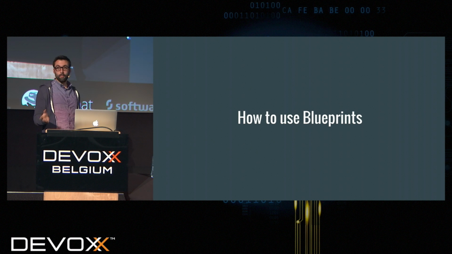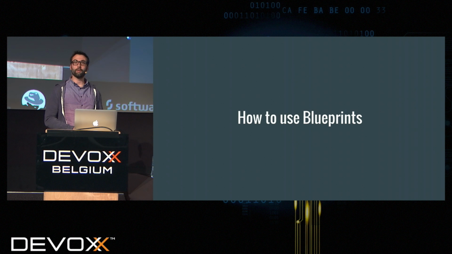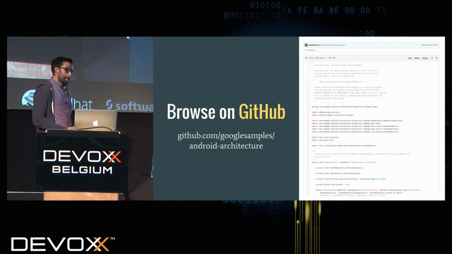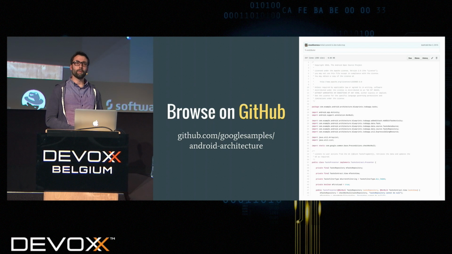I think the most important part of the whole talk is how to make the most out of the project, and how to use blueprints in a way that is going to be useful for any of you folks. First thing you can do is simply browse on GitHub. All the project is separated in different branches, so you can simply change branches and try to do like Jose tries to do, always clicking.